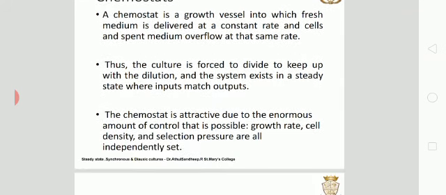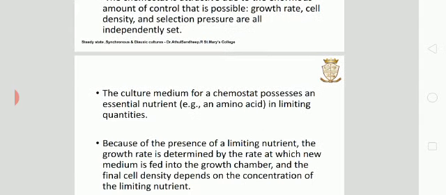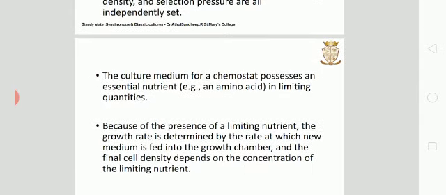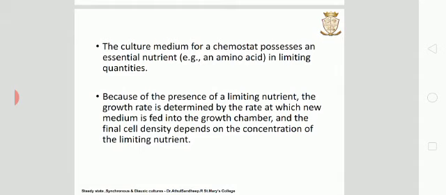The chemostat is attractive due to the enormous amount of control that is possible in it. Growth rates, cell density, and selection pressures all are independently set in a chemostat. The culture medium for a chemostat possesses an essential nutrient, for example an amino acid, in limiting quantities. Because of the presence of a limiting nutrient, the growth rate is determined by the rate at which new medium is fed into the growth chamber, and the final cell density depends on the concentration of the limiting nutrient.